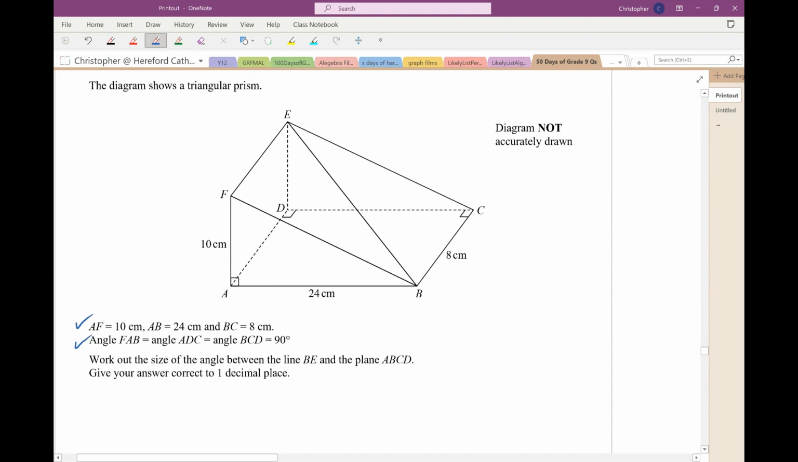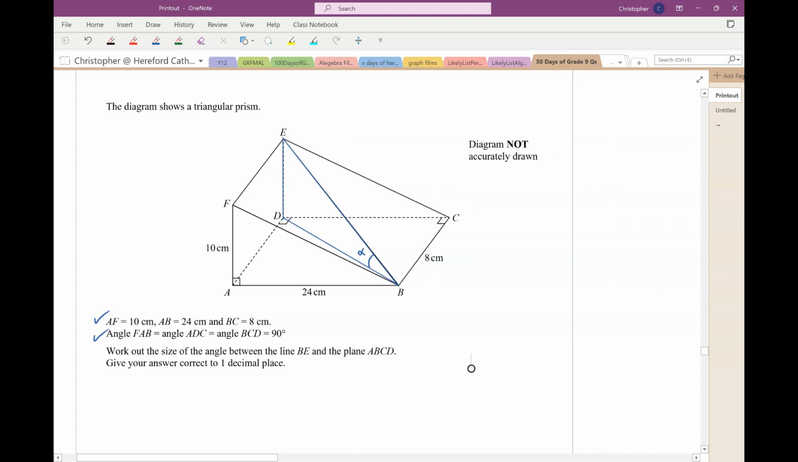Work out the size of the angle between BE, well, BE is already drawn for me. Here it is, BE, and the plane ABCD. Well, the plane ABCD, that's the bottom of the shape. So I'm looking to work out this angle here, which I'm going to mark as alpha. And while I'm drawing in blue, let me complete that right angle triangle. That's going to be a really useful triangle, isn't it?